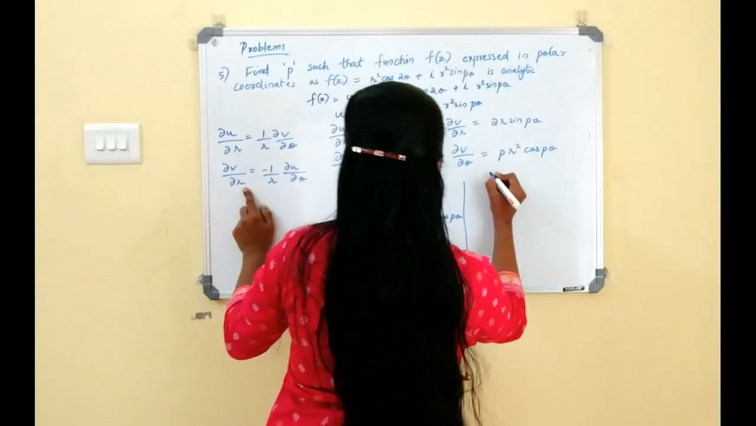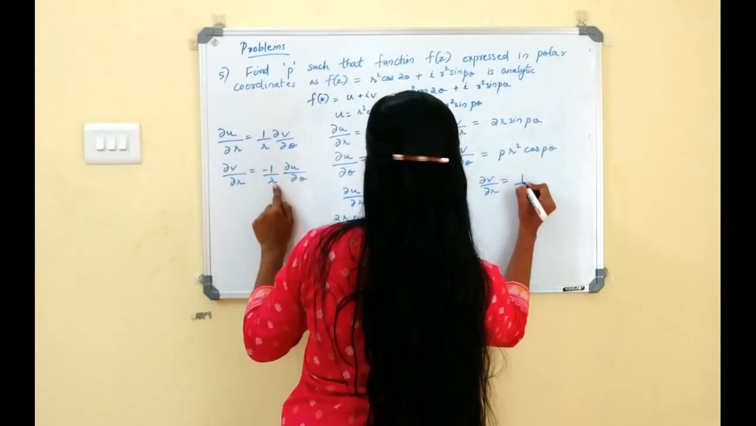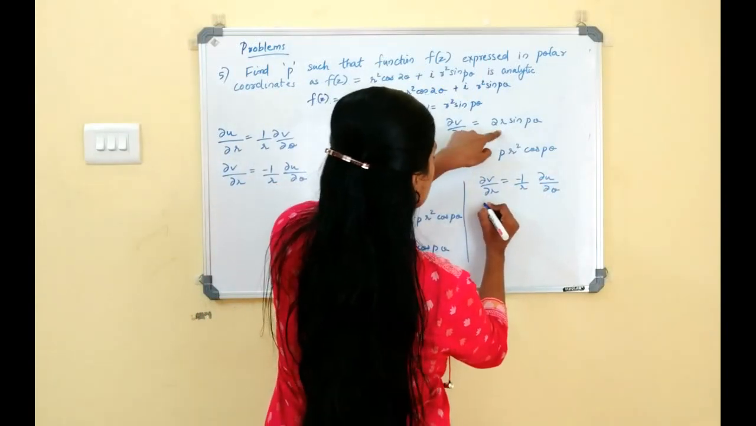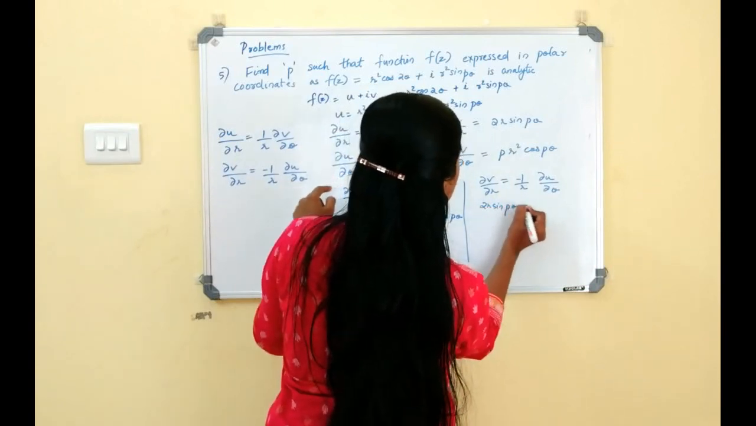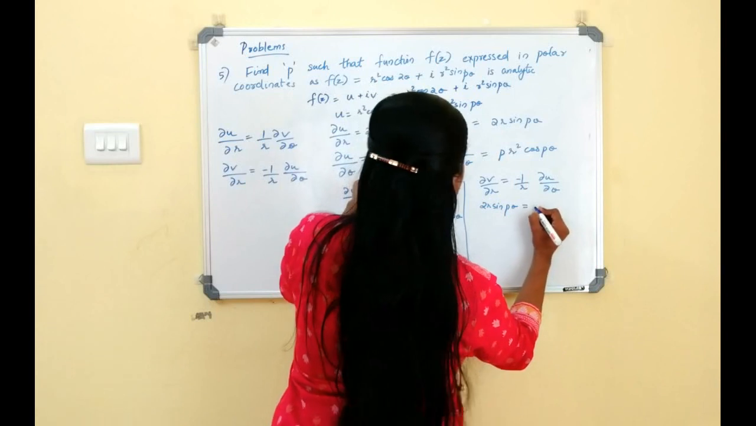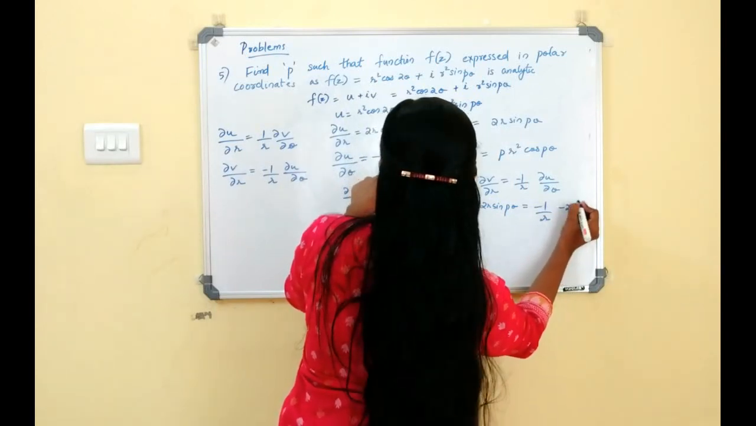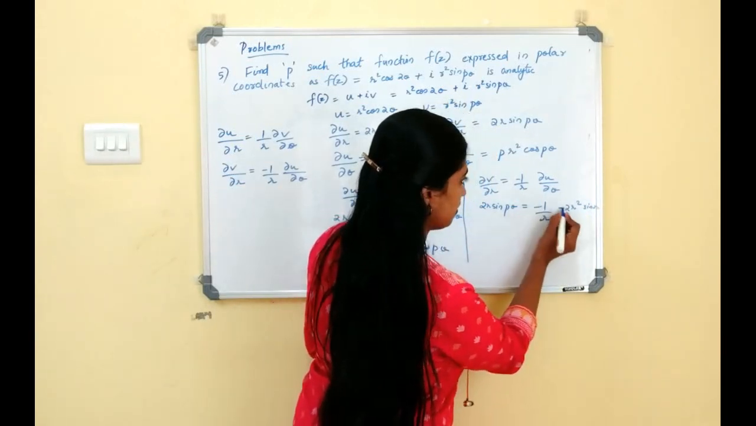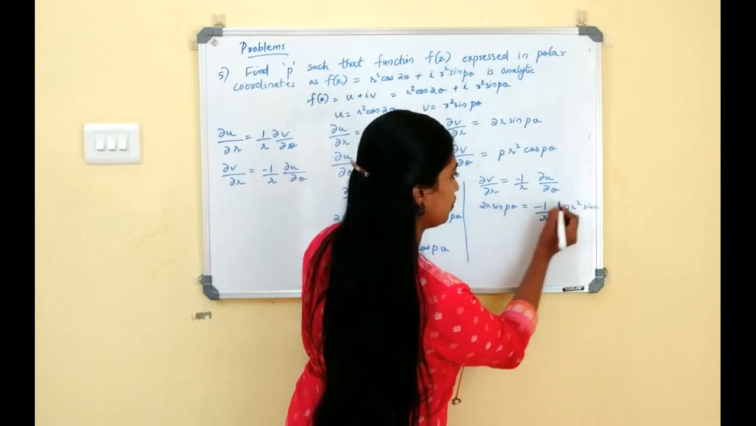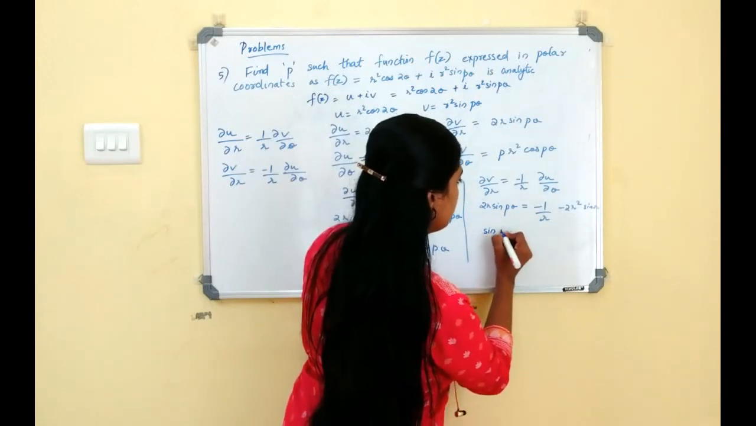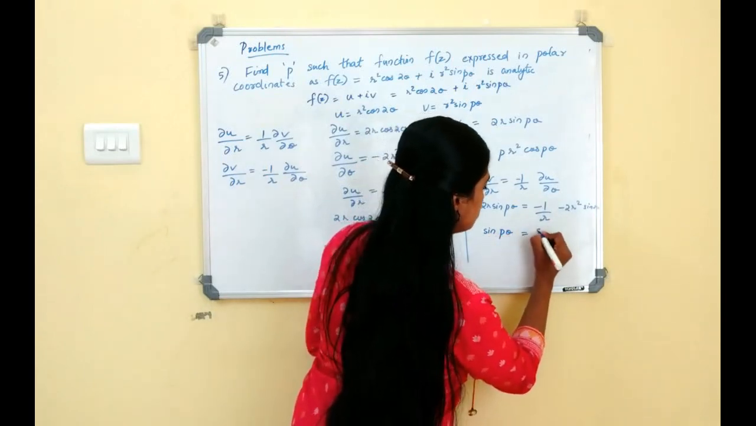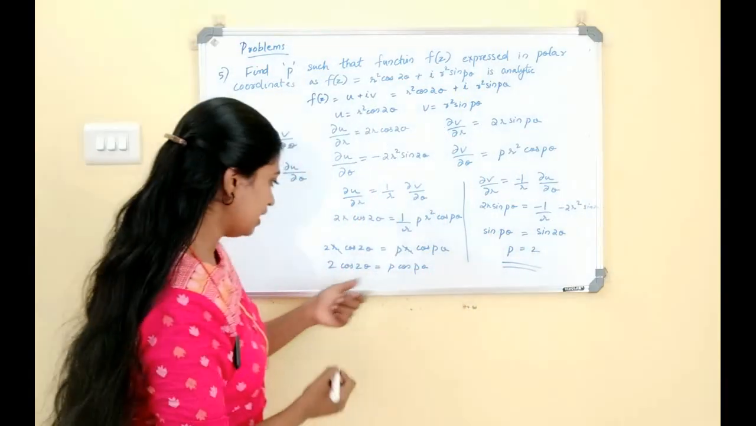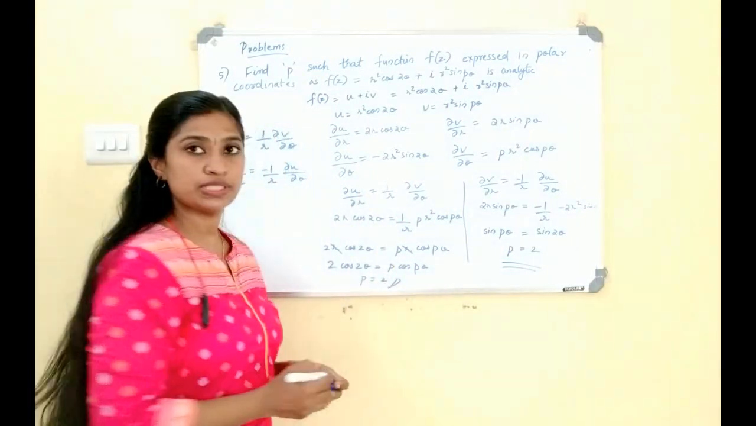Similarly, dou v by dou r is equal to minus 1 by r, dou u by dou theta. So 2r sin p theta is equal to minus 1 by r times minus 2 r square sin 2 theta. Minus and minus cancel, r and r square cancel, and 2 and 2 get cancelled. So sin p theta is equal to sin 2 theta, or p is equal to 2. From here also we get p is equal to 2. So p is equal to 2 is the required answer.